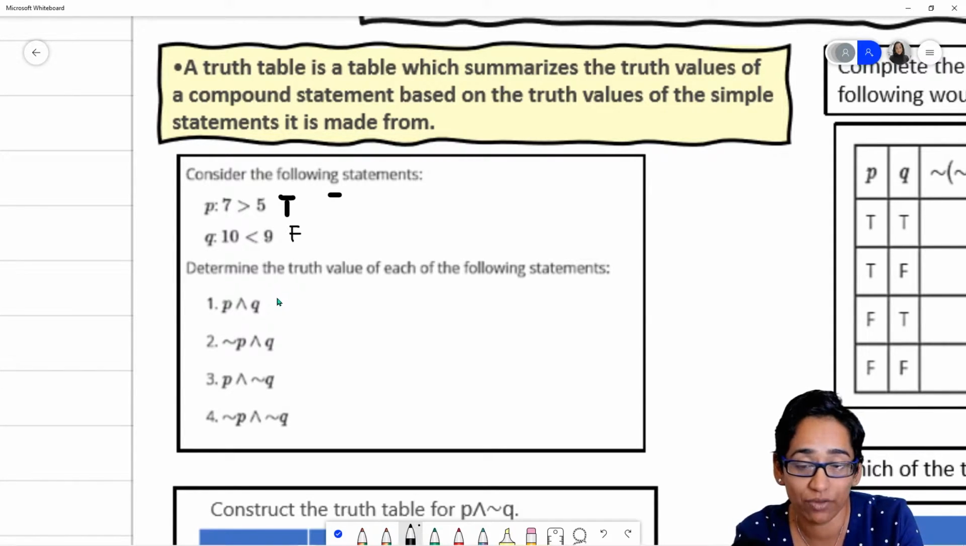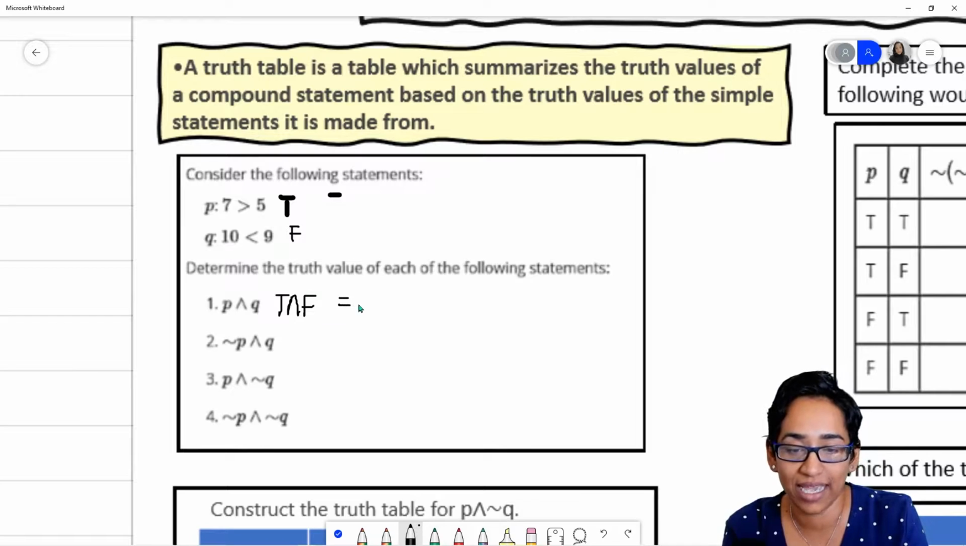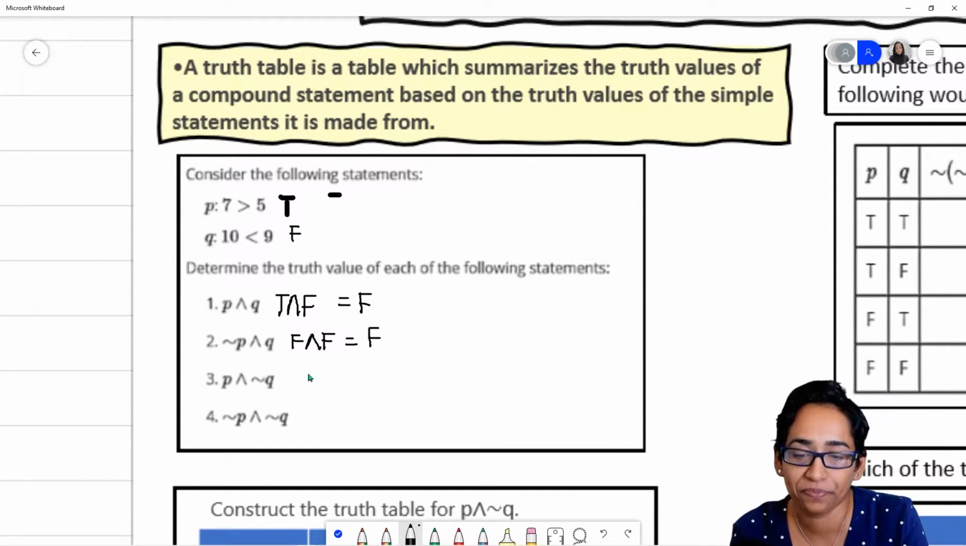So I'm going to write down the truth table. P is true and Q is false. True and false. The answer is false. The next one is not P. What was P? My P was true. So not P is false, and false and false, I don't have to think about it. False and false is false.